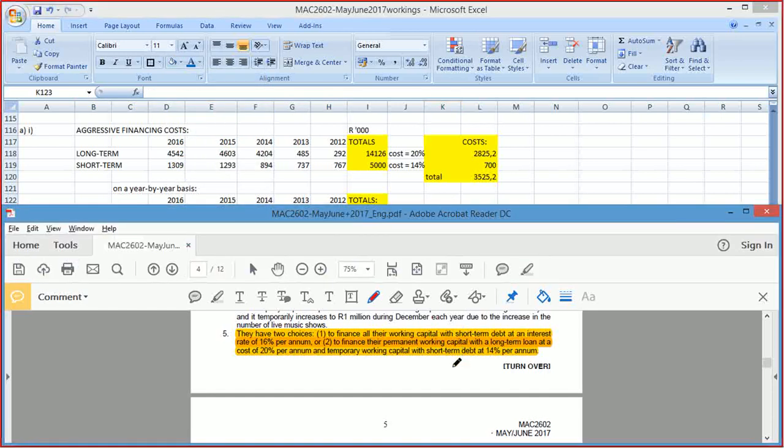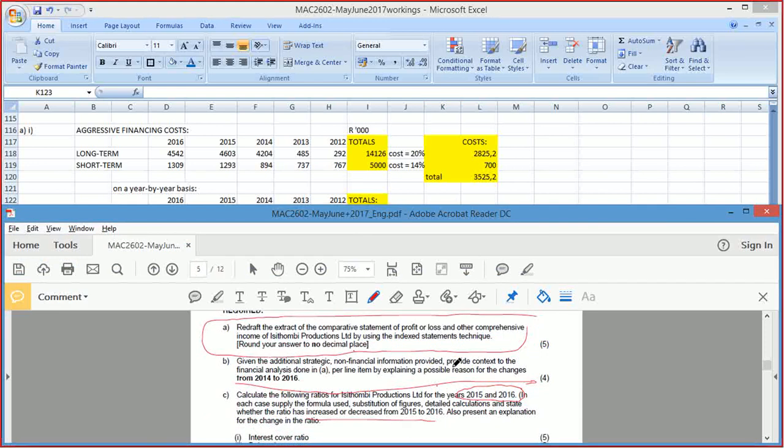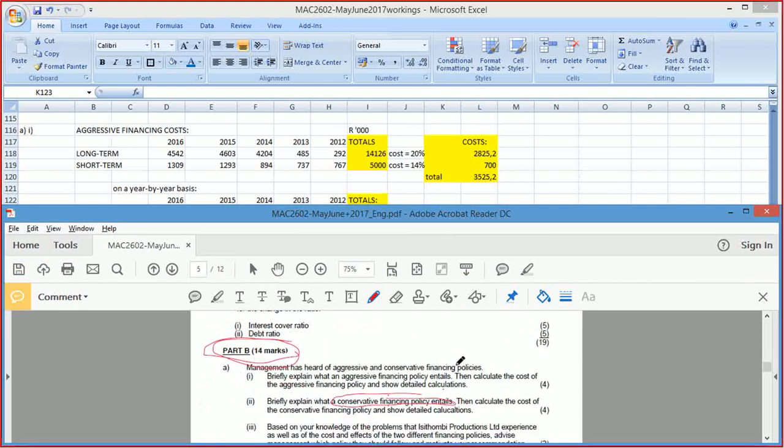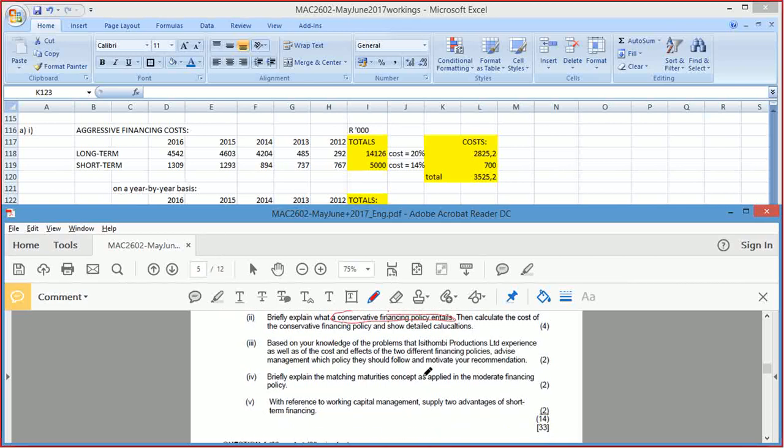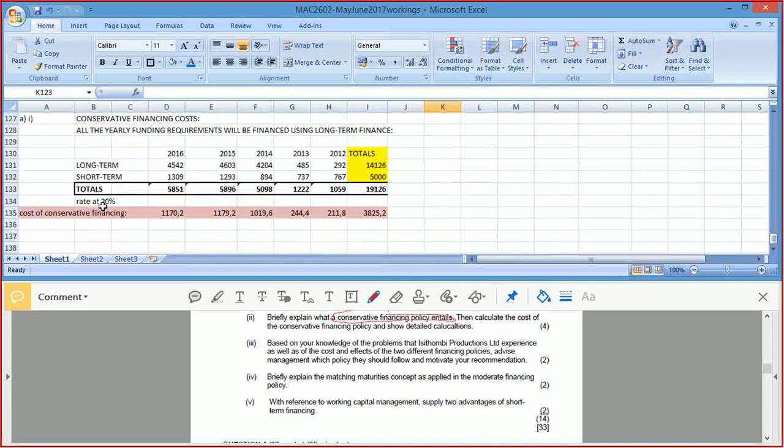Okay, now that's complete. Got that? Yes, sir. Okay. Alright, what else do we have? 3. Based on your knowledge of the problems, as well as the costs and effects of the two different financing, advise management which policy they should follow. Okay, that's easy. Obviously, they're going to use which one? Come, you tell me.